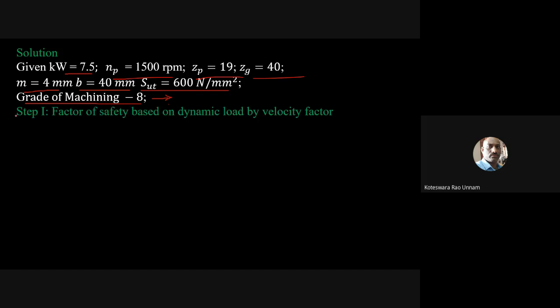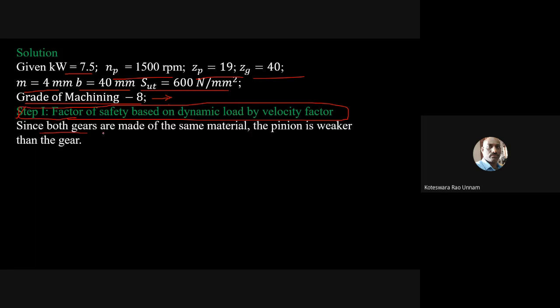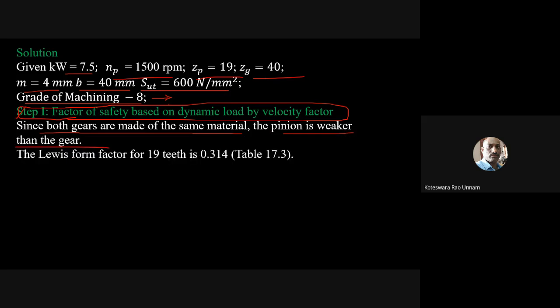First we'll calculate the factor of safety based on dynamic load using the velocity factor approach. Since both gears are made of the same material, the pinion is weaker than the gear, which we obviously know. Lewis form factor for 19 teeth is 0.314. Again, this is taken from the data book. I'm not explaining again and again how you choose the form factor; by this time you should know how to pick it from the data book.